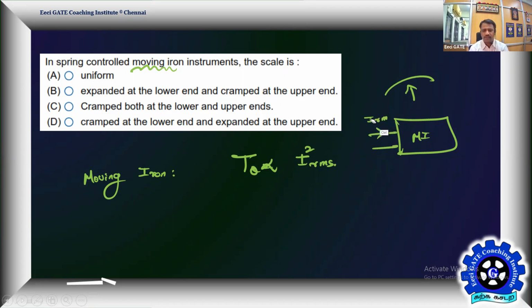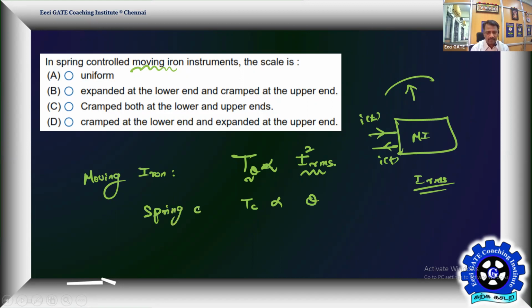Current is passing through this, i of t, we can say. So the instantaneous current is exciting the moving iron instrument. It is AC current, and its RMS is I RMS, the effective value, which is what gets indicated. But the deflecting torque is proportional to I square RMS, whereas the controlling torque is proportional to theta. So this is the spring control if we establish.